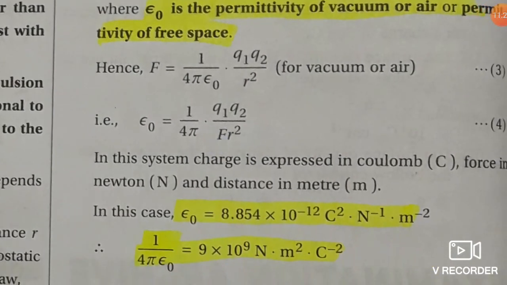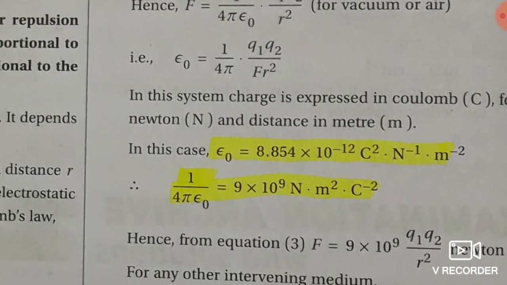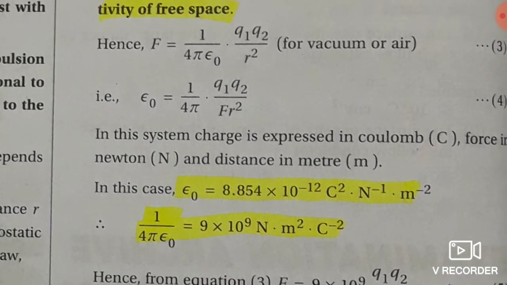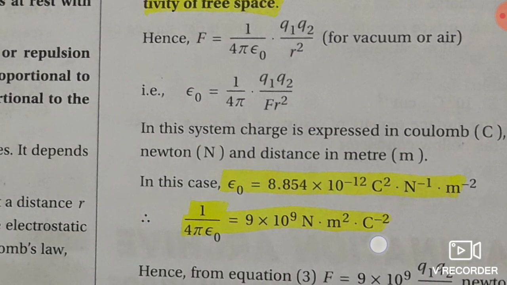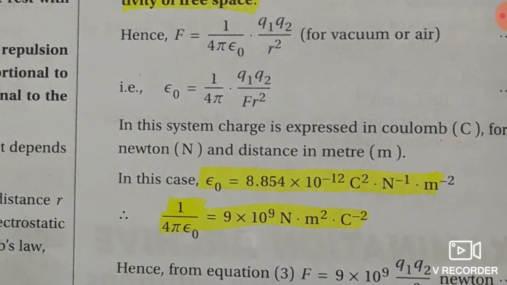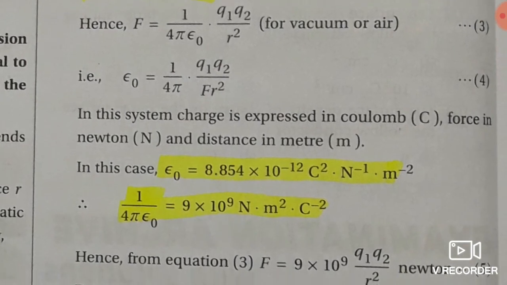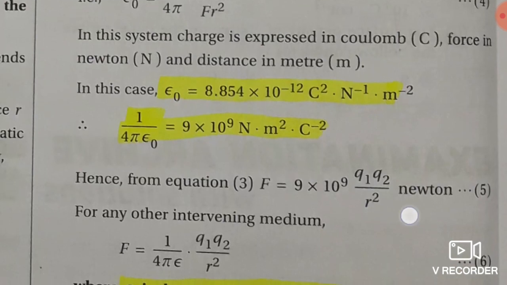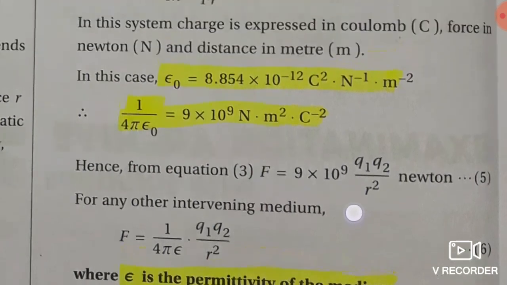The value of epsilon 0 is found out to be 8.854 into 10 to the power minus 12 in SI unit, and putting this value of epsilon 0, we get 1 by 4 pi epsilon 0 is equal to 9 into 10 to the power 9 Newton meter square Coulomb to the power minus 2. This value we have to memorize by heart, because in sums we have to put this value. This value is not given, we have to memorize it. So putting this value here, we get F is equal to 9 into 10 to the power 9 q1 q2 by r square. So this is Coulomb's law in vacuum.